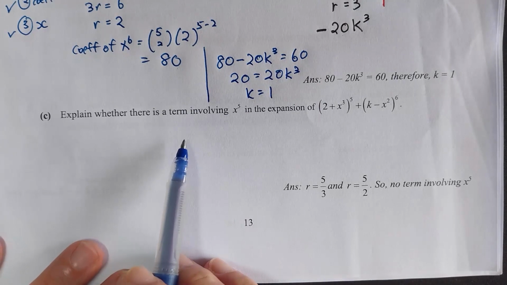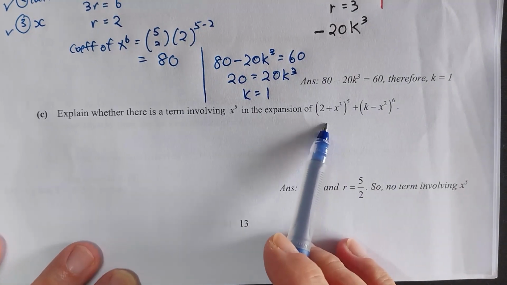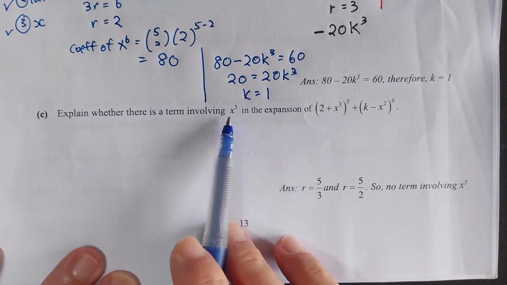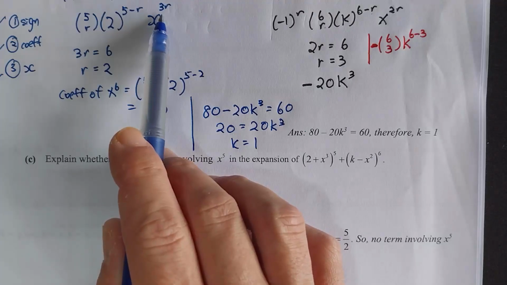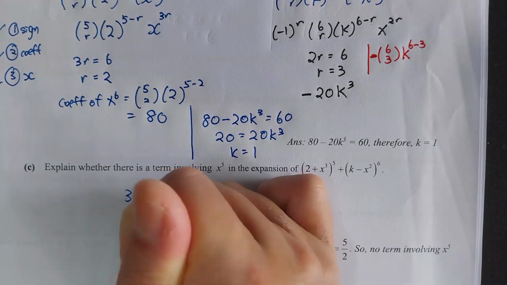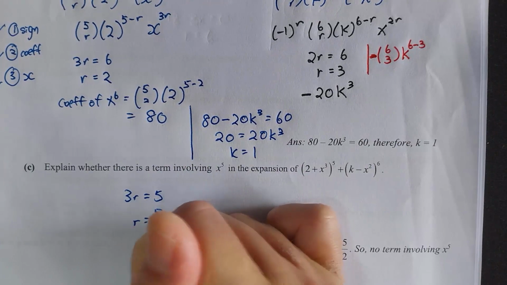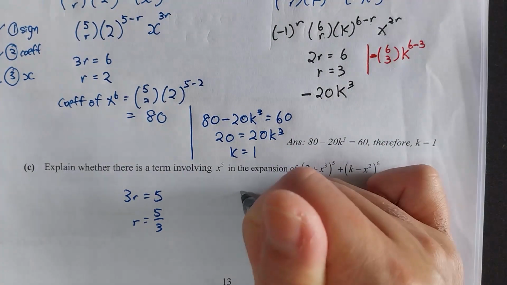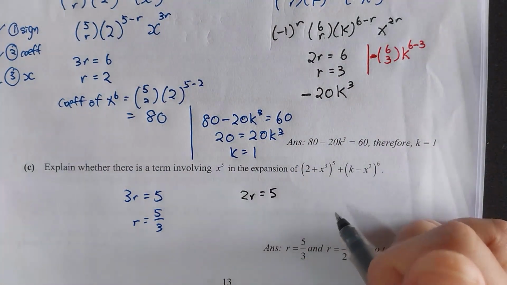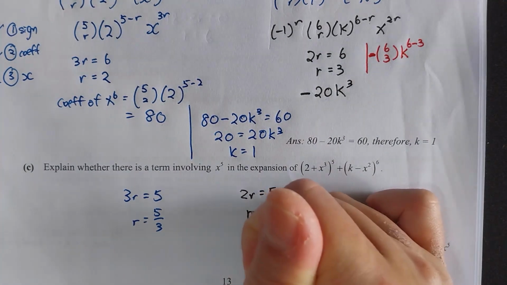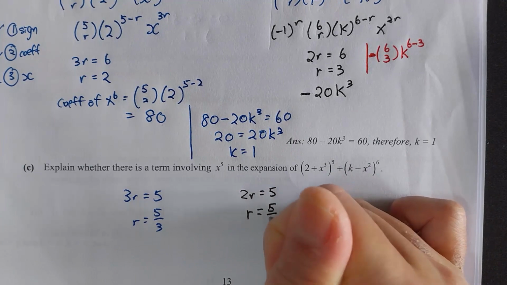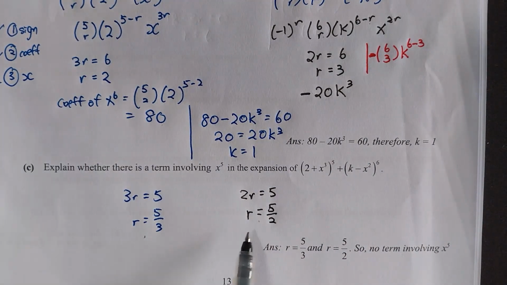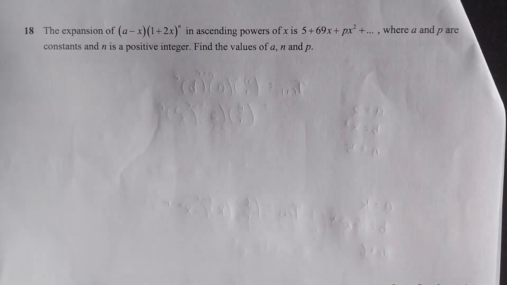Now explain why there is no term involving x power 5 here. So in order to have x power 5, 3r should be equals to 5. And r equals to 5 over 3. For the next term here, 2r equals to 5 because they're asking for x power 5, and r will be equals to 5 over 2. Because r is not a positive whole number, therefore, there is no term that is involving x power 5, as written here. Now let us look at this very last example.